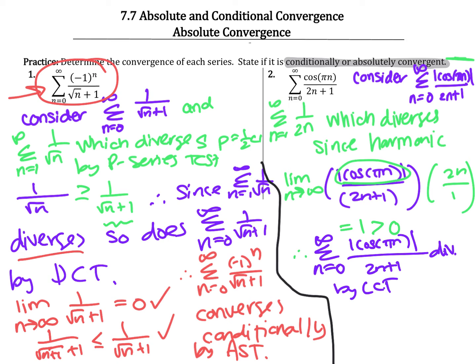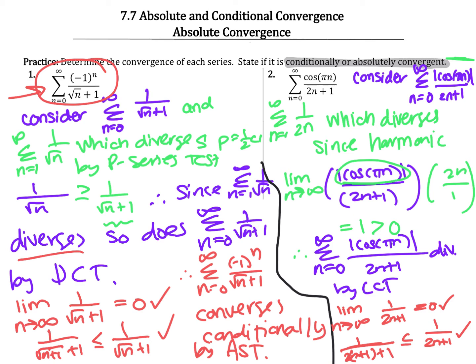So now, again, like on number 1, my positive version of this series diverges. So now I need to check the alternating series to see if it converges while alternating. So go ahead and pause the video and look at the alternating series test on number 2. So using the alternating series test, the limit is 0.